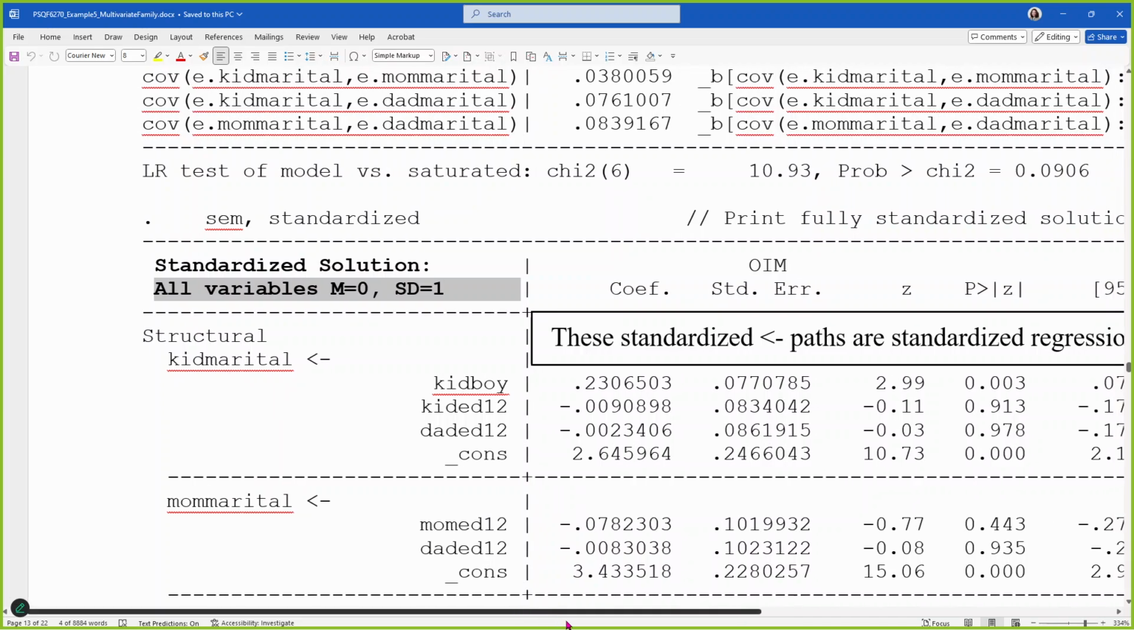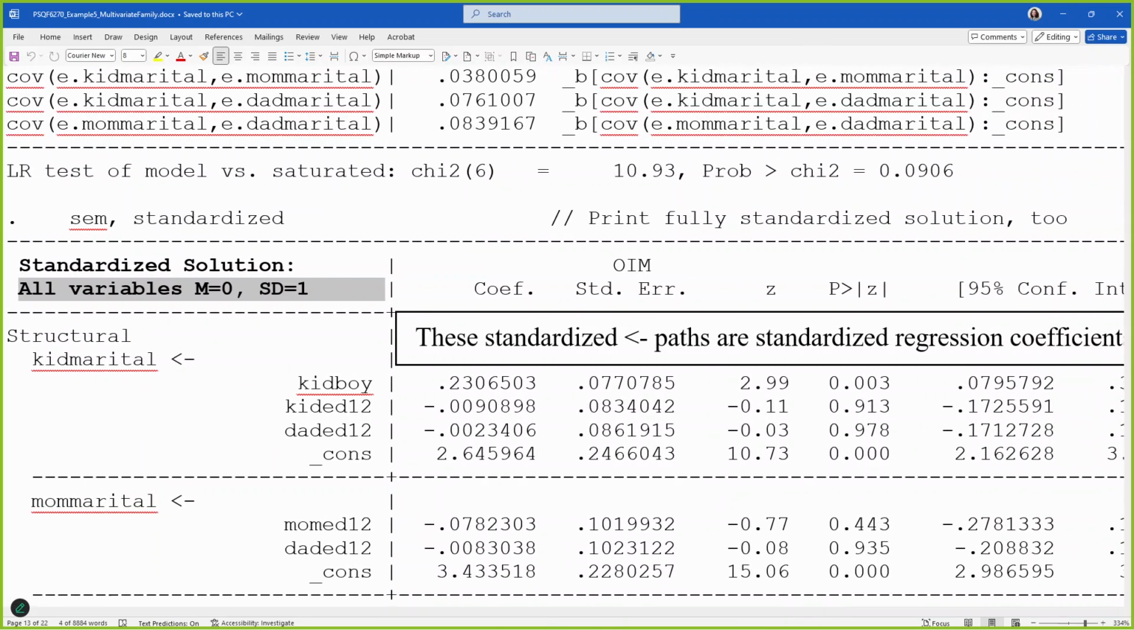That means all variables have been standardized into mean 0, variance 1. And so then we can talk about these as effect sizes. These are standardized slopes. The variables are essentially z-scores, yes. So for instance, for every one standard deviation on this variable, this outcome goes up by 0.23.